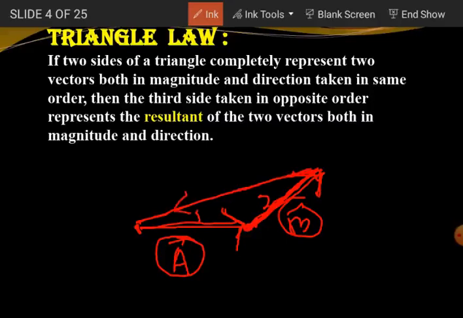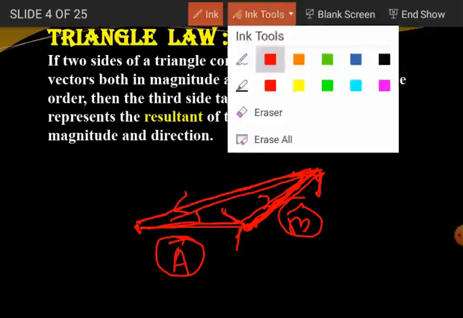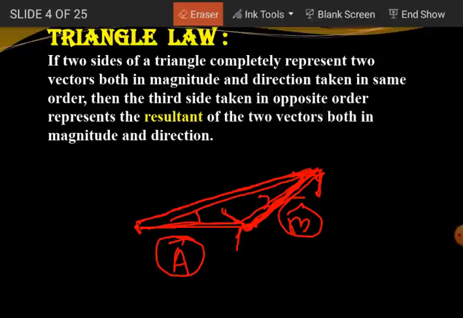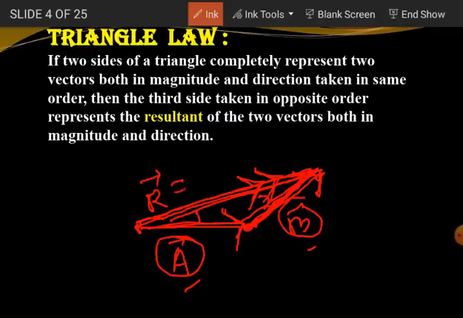If I take it like this, then it will come like this in the order, but you have to take it in the opposite order. So your opposite order will be along this direction. This third side or closing side taken in the opposite order will represent the resultant of these two vectors, A vector and B vector, and we represent the resultant vector as R vector, which will be equal to A vector plus B vector. Got it? That is nothing but the triangle law of vector addition.